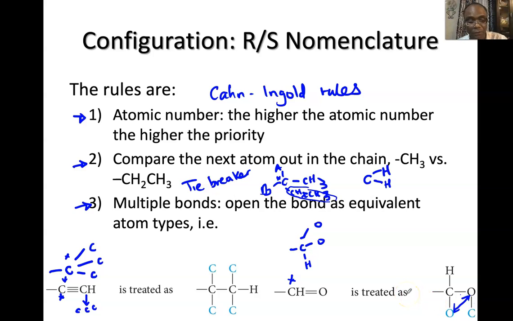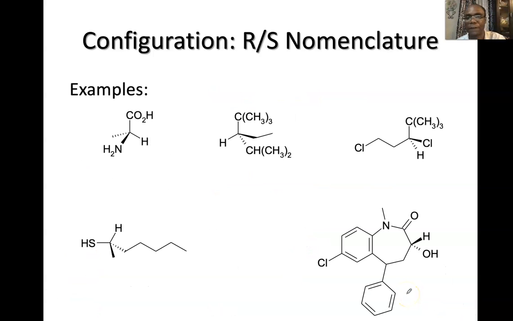Alright, so those are the 3 common rules. Now let's try and assign priorities and then assign R and S. I will emphasize that it's always a good idea to show your carbonyl. Let's take out one of the oxygens and put it as a carbonyl. So I see I have a hydrogen, okay, and then I have the nitrogen and carboxyl group.